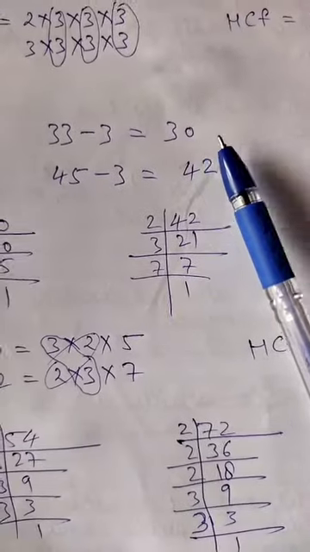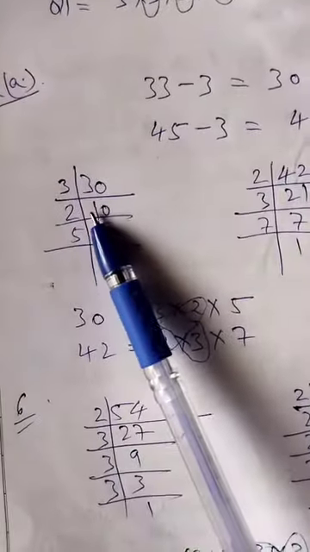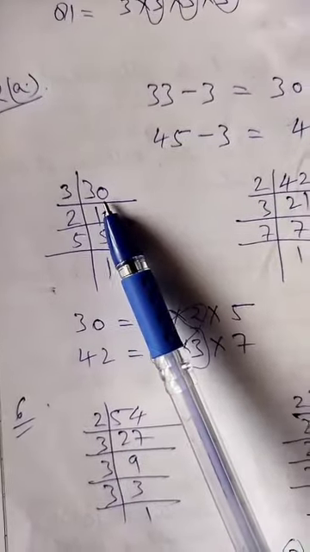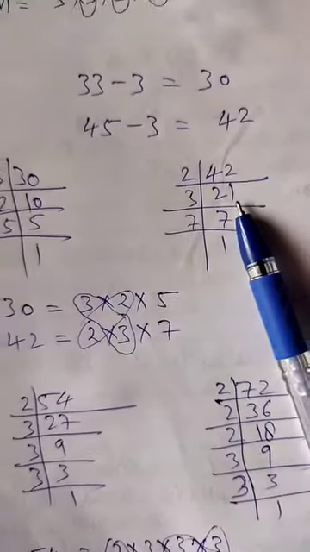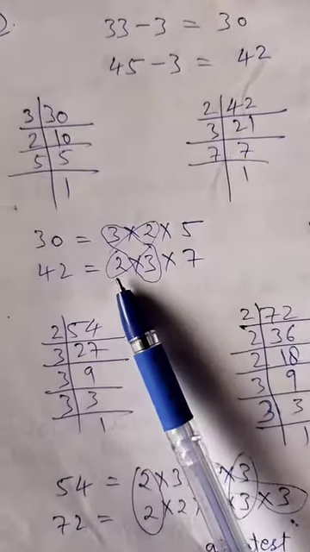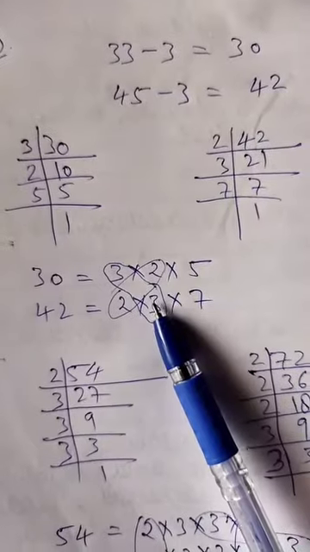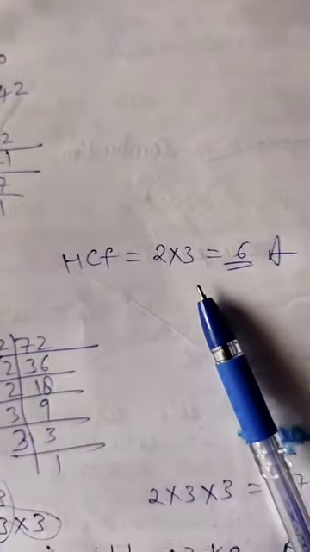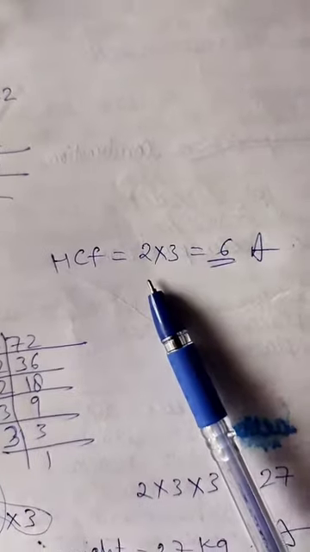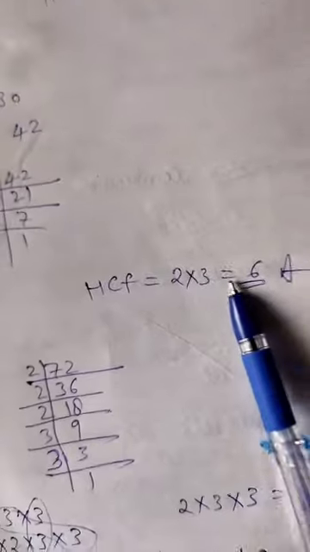Now you will find the HCF of these numbers, 30 and 42. Like this, you will do the factors of 30, then factors of 42, then you will write them in multiplication form, then you will find out the common. After finding the common, you have to multiply this. The common numbers are 2 and 3, so 2 into 3, 6. So this is your answer.